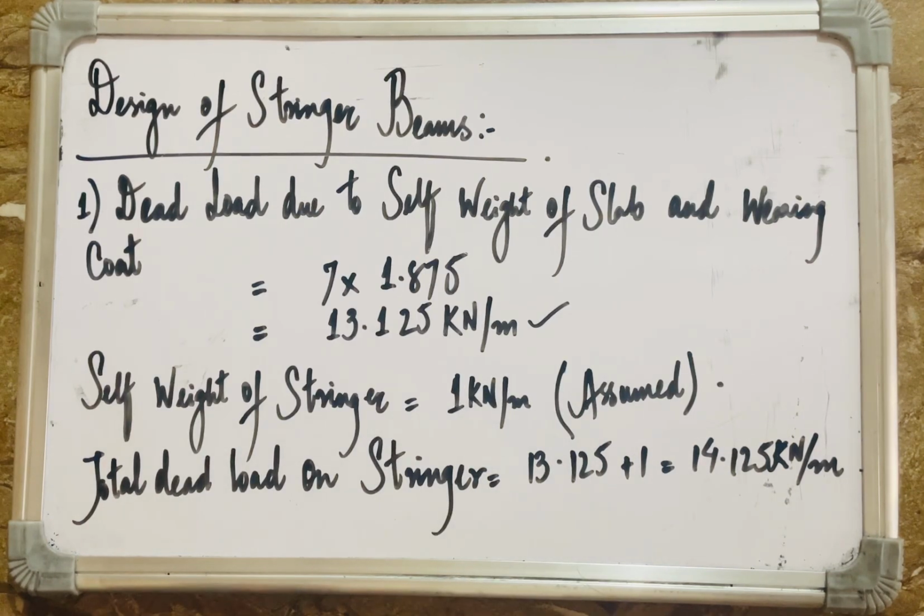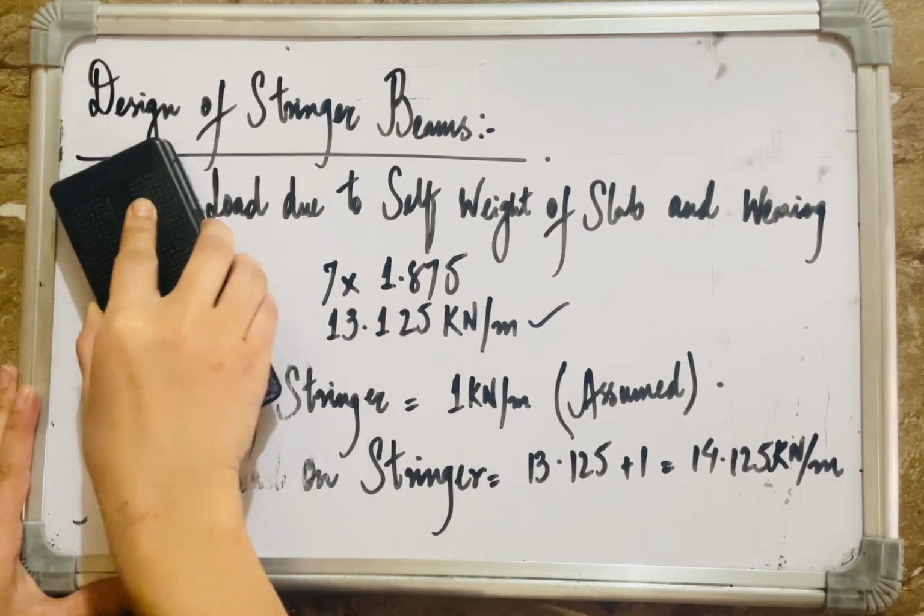1 kilonewton per meter is its self-weight, which I am assuming, because at this point of time, I don't know what section I am proposing to be used for my stringer beams. And 13.125 kilonewton per meter is the dead load due to self-weight of the slab and the wearing course on my deck slab. That load will come on the stringer beam, and stringer beam has some self-weight as well. So the total dead load on the stringer beam is equal to 14.125 kilonewton per meter. Now I have to calculate my maximum bending moment and my maximum shear force due to this dead load on the stringer beams. All right, so let's calculate.